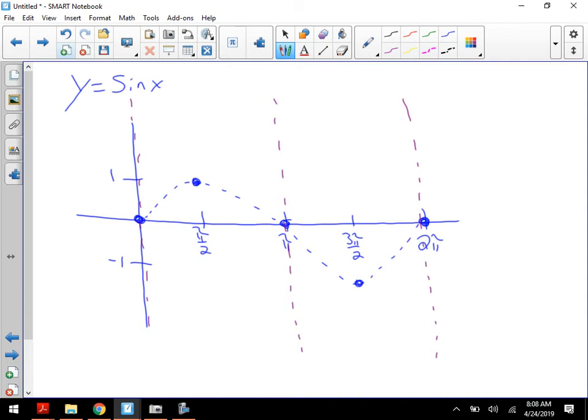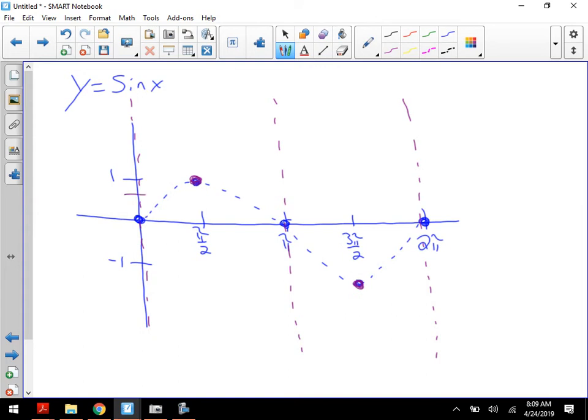What's the reciprocal of 0? Remember, at 0, that means this fraction is 0/1. When you flip it, you get 1/0, which is undefined. What's the reciprocal of 1? 1. Reciprocal of -1?